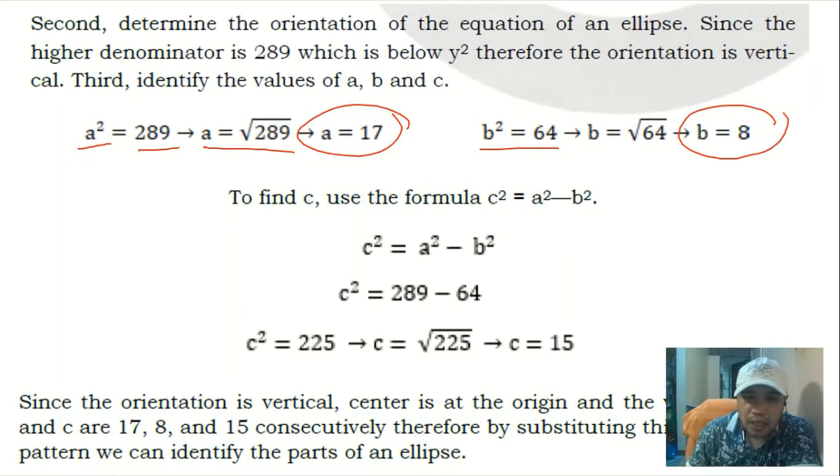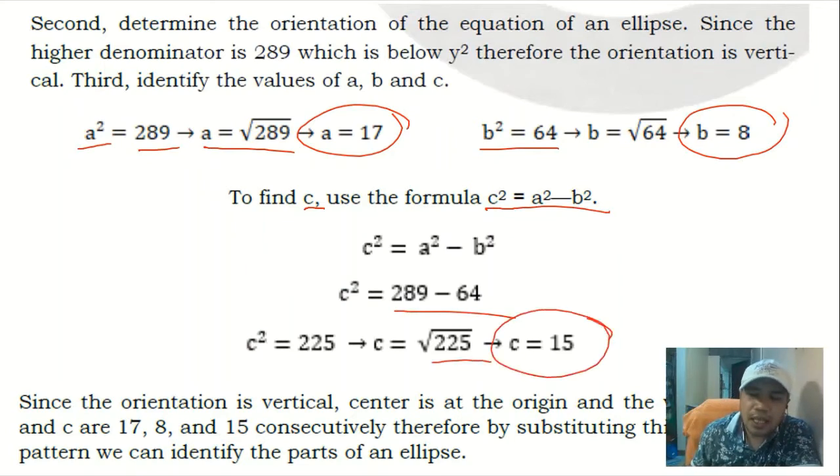Mula doon, we can find the value of C since given na si A and B. To do that, we will use C squared is equal to A squared minus B squared. Using the values, 289 minus 64, that is 225. So, the square root of 225, ang C natin is 15. So, we have the values 17, 8, and for the focus, 15. Tapos, we already have the orientation, which is vertical.